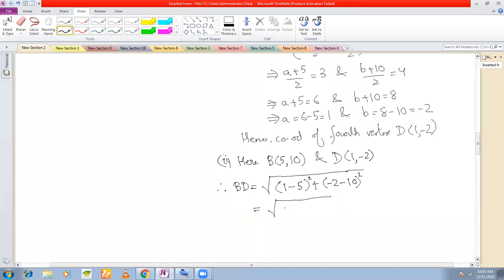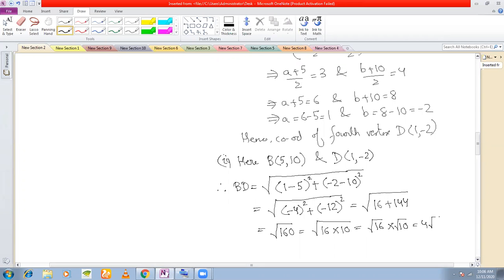This is root over of minus 4 square plus minus 12 square, which is equal to root over of 16 plus 144, which is equal to root 160, which is equal to root over of 16 into 10, which is equal to root 16 into root 10, which is equal to 4 root 10. That's it. This is the length of the diagonal BD. Second part of the question.